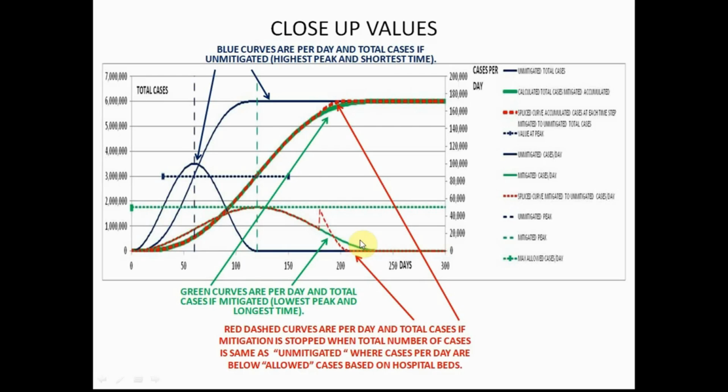So once again, you're seeing the blue curves. Here's the unmitigated number of cases per day. Here's the unmitigated total number of cases, which of course levels off when the cases per day is back to 0. Now if you mitigate with the limit we set, that's the green curve, and then the red curve splices at this point, and here we are again. The red curve is a little steeper here because it pops up here and it ends sooner by, in this case, 31 days.